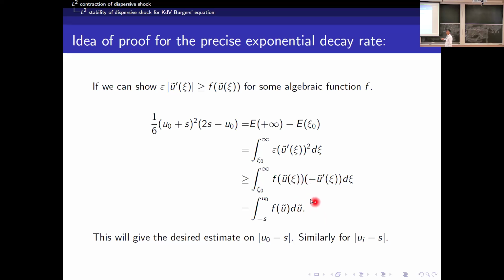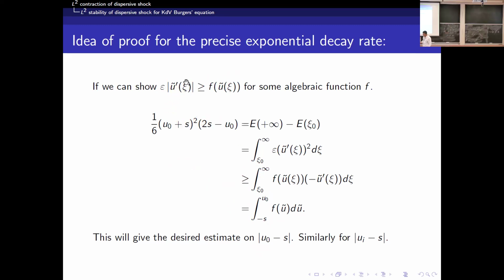We can write out the integration explicitly. And here you see we leave one of u tilde prime, and this u tilde prime negative gives you exactly du tilde. Remember, we consider this inside each monotonic cycle, so we can make this happen. Then the left-hand side and right-hand side satisfy an inequality, and this inequality gives you a really good bound for u0 minus s. If you can get this inequality step, you have a good estimate.